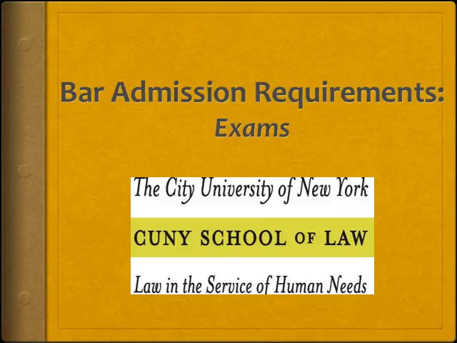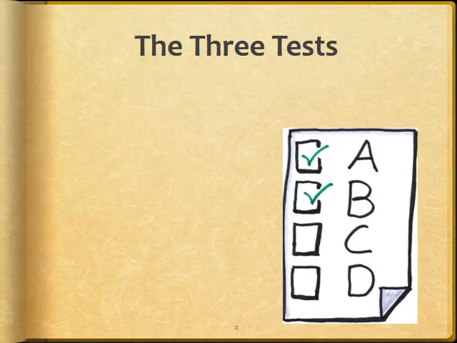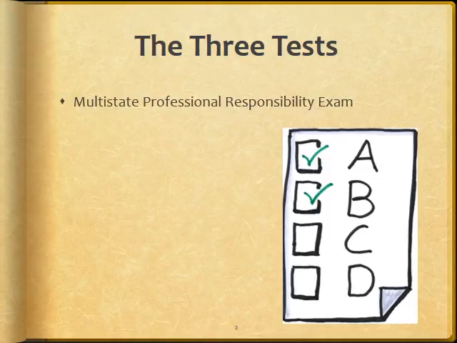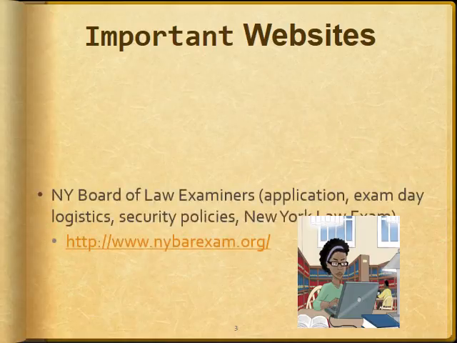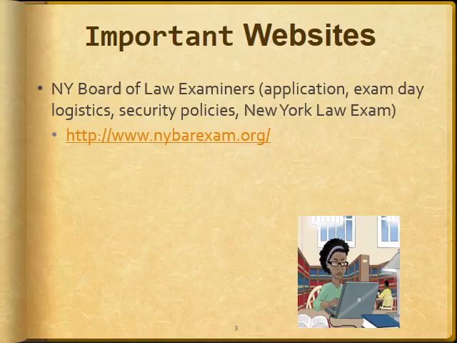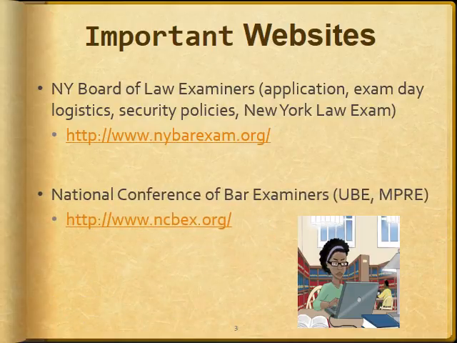And I'm Florence Kerner. We coordinate CUNY School of Law's bar support programs. In this video, we are going to walk you through the 3 exams that you need to pass in order to be admitted to the bar in New York. The 3 tests that you'll need to pass are the Multi-State Professional Responsibility Exam, the New York Law Exam, and the Uniform Bar Exam. There are 2 important websites that you should keep in mind as you think about the bar preparation process: the New York Board of Law Examiners website and the National Conference of Bar Examiners website.